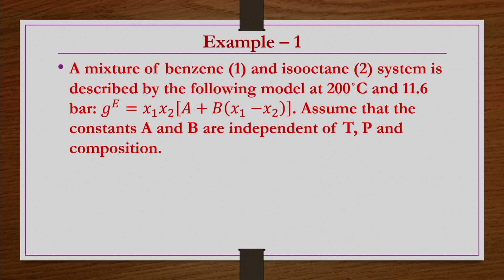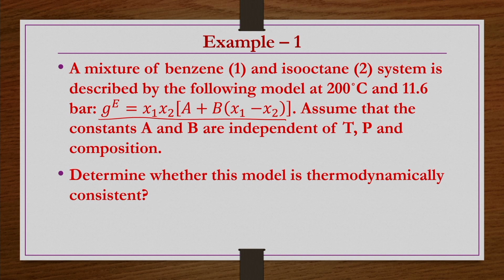A mixture of benzene and isooctane system is described by this excess Gibbs energy function at 200 degrees centigrade and 11.6 bar. Assume these constants A and B are independent of temperature, pressure and composition. Describe whether this model is thermodynamically consistent or not. Though we have seen such kinds of problems, we do them once again. Thermodynamic consistency: we know that sigma xi d ln gamma i should be 0.